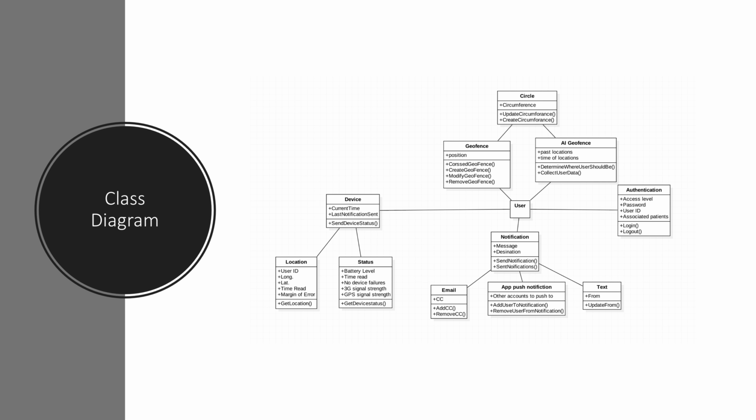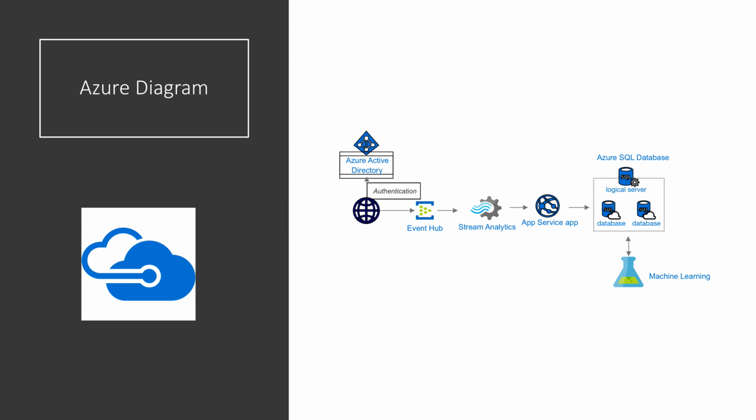In terms of information architecture, we have 4 key areas. We have the geofence, the AI geofence, which are just circles. The device itself, so the location as well as the status of the device. The notifications, so who they're being sent to, but as well as that, different types of notifications will have different fields. For example, an email will have a CC. And also the authentication of the user.